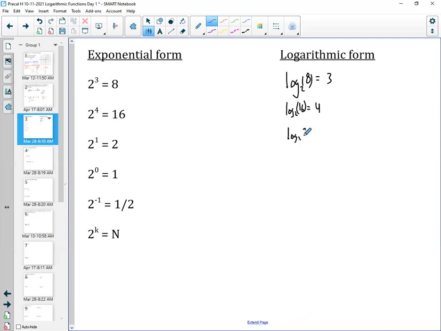Log base 2 of 2 is equal to 1. It's interesting, might be something to think about later. Log base 2 of 1 equals 0. 2 to the 0 equals 1, that's true. Think about that one later too. Log base 2 of a half is equal to -1. That's true. And this one has just letters in it, but that's fine. I can still do the same thing. 2 to this equals that, so log base 2 of n is equal to k.